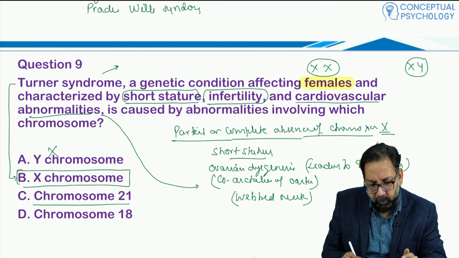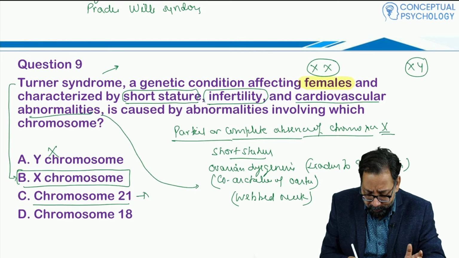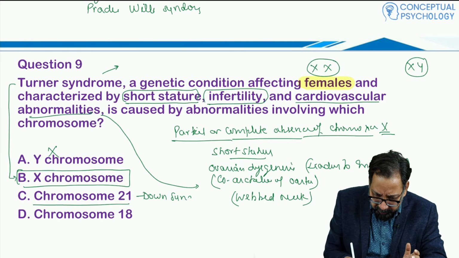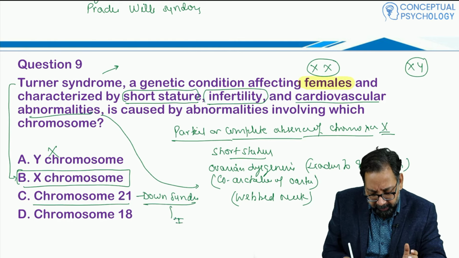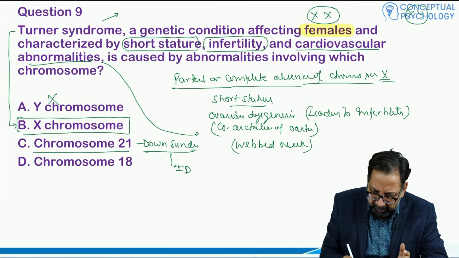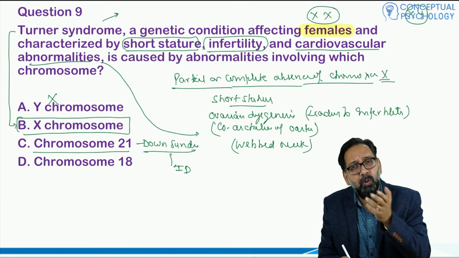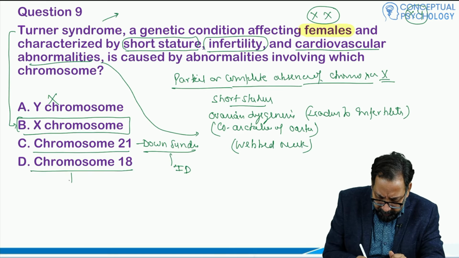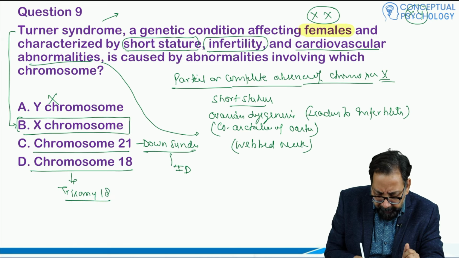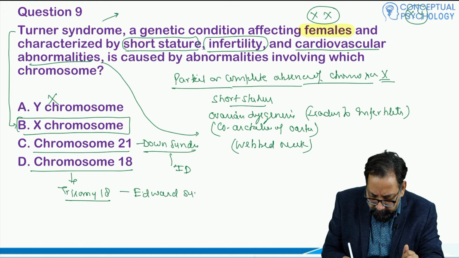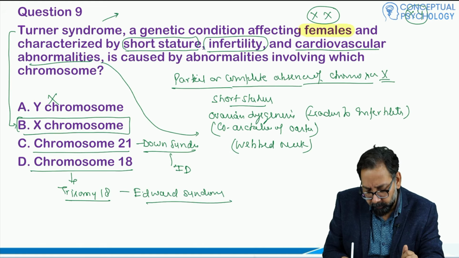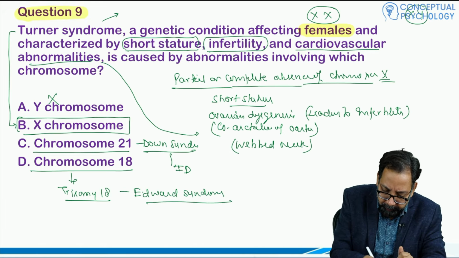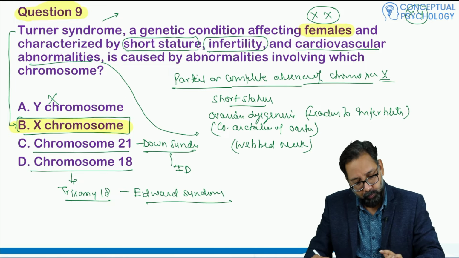Chromosome 21, I told you, trisomy 21, Down syndrome. I told you in this there is intellectual disability and a characteristic facial appearance, mongoloid face. Chromosome 18, trisomy 18 leads to Edward syndrome. So in this question, the answer is the X chromosome.